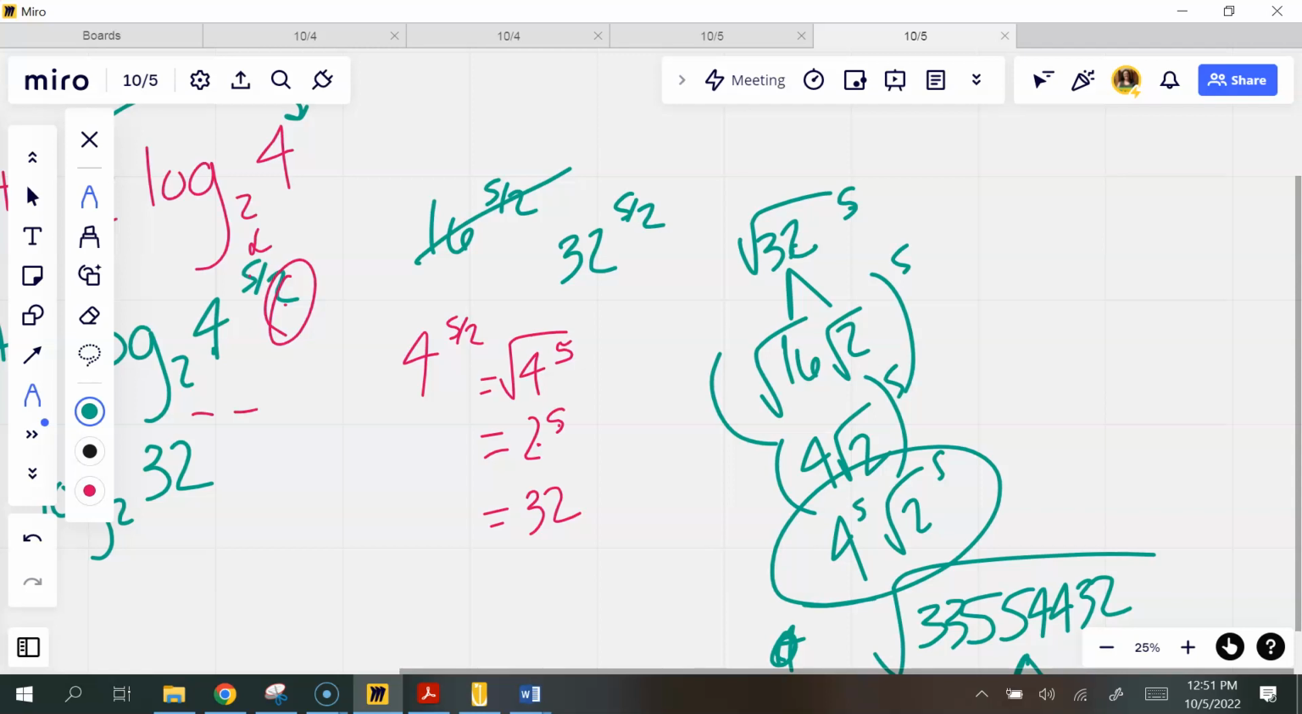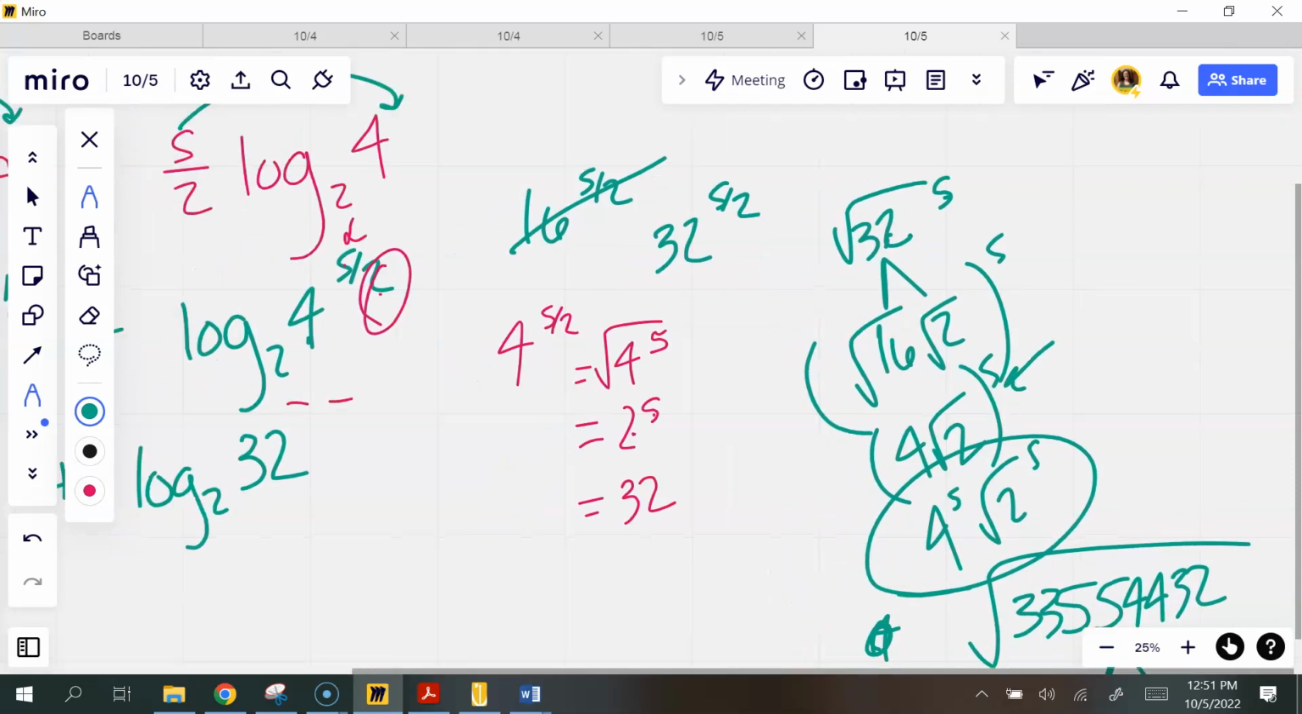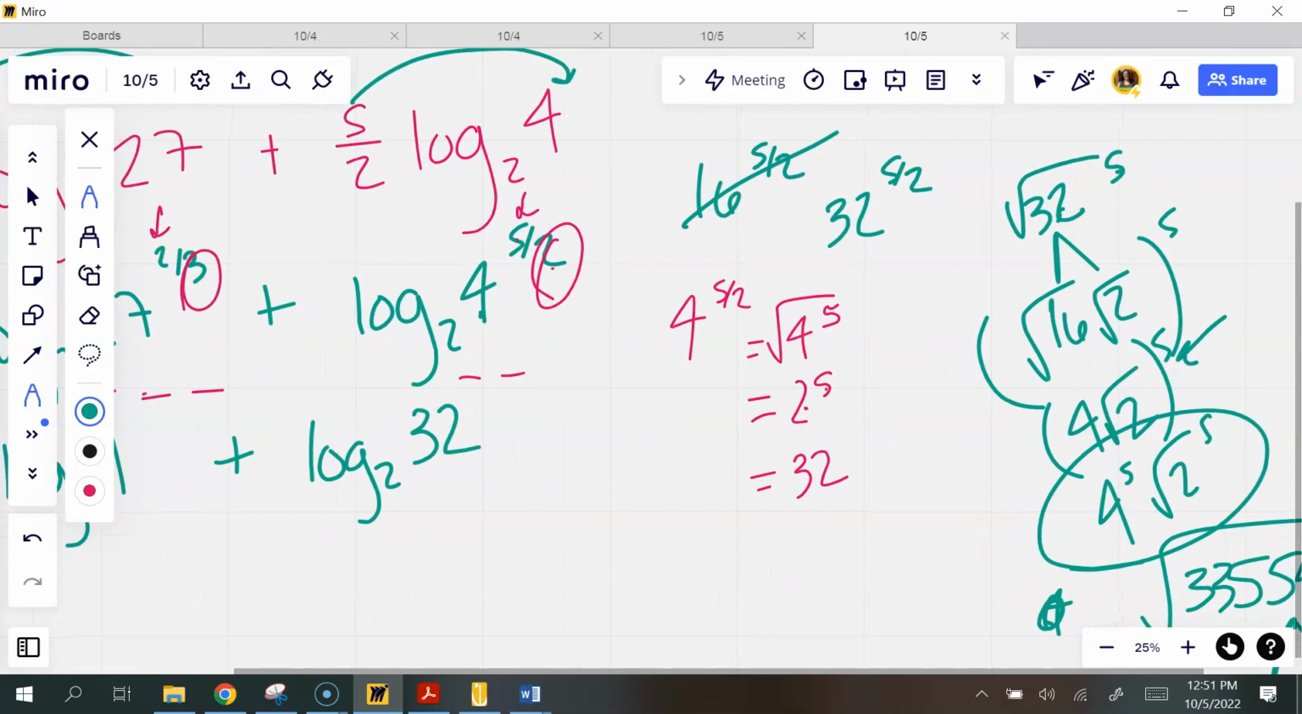What, Carter? You raise the 4 to the 5. 4 times 4 times 4 times 4 times 4. Do you understand what I'm saying, though, that you need to understand the way these exponents work instead of just saying I plug that in my calculator?